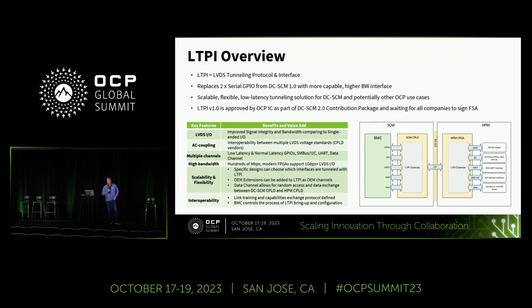I mentioned a high bandwidth. We're currently running at 400 megabits, but current FPGAs would not have a problem running at a gigabit. Some of the features are scalability and flexibility. Each design, you're not fixed on the number of I2C or UART channels. You can customize that. And then another thing on interoperability is the link training capabilities and exchange protocol allow you to operate at different adjustable frequencies, I'll say.